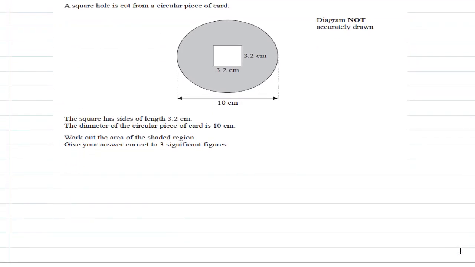Here it is, a square hole is cut from a circular piece of card and we need to calculate the shaded area. Give your answer correct to 3 significant figures and work out the area of the shaded region. So this area we need to calculate. Let's calculate the area of the square first.